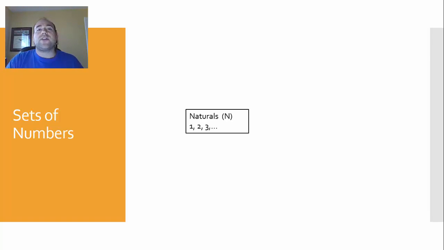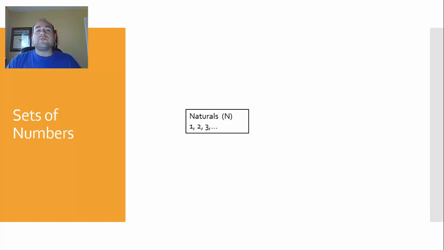So the smallest set of numbers we have, it's the first set you really learned when you were a little baby and you started learning how to count. These are called the natural numbers. Another name for them, like I just kind of alluded to, is the counting numbers. They're the numbers we use when we count things. 1, 2, 3, 4, etc., etc.